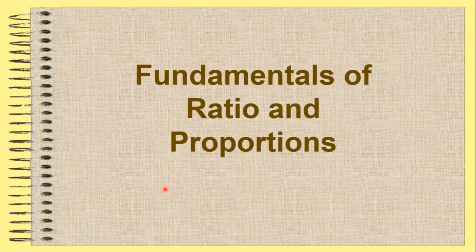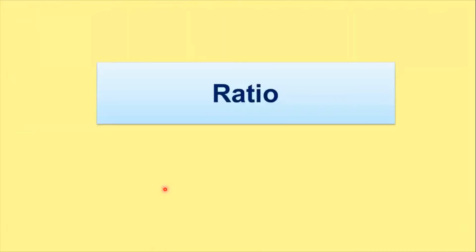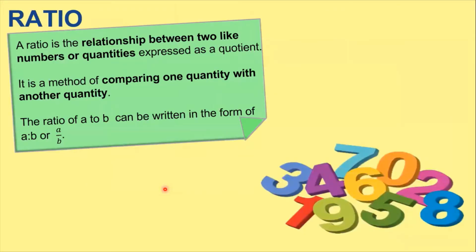Fundamentals of ratio and proportions. Ratio. A ratio is the relationship between two like numbers or quantities expressed as a quotient. It is a method of comparing one quantity with another quantity, and the ratio of A to B can be written in the form A colon B or in a fractional way, A over B.